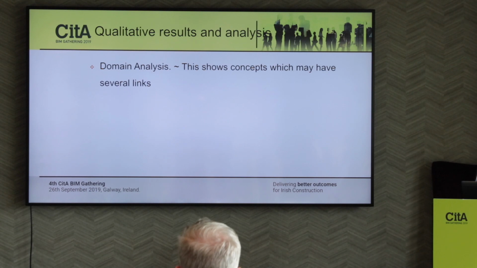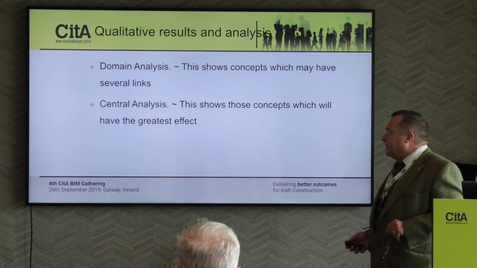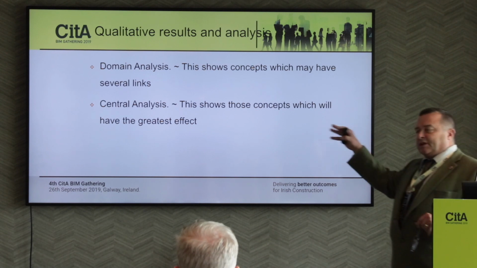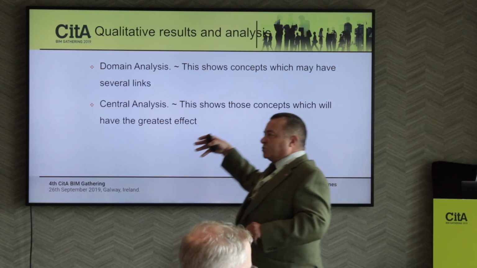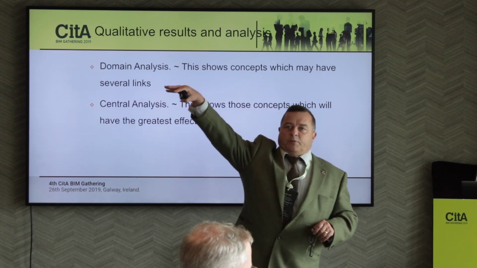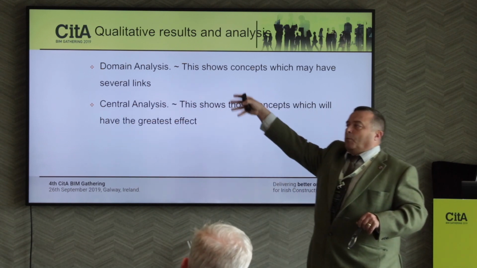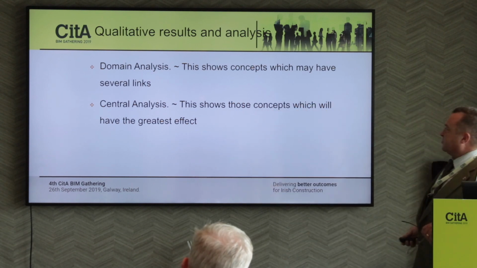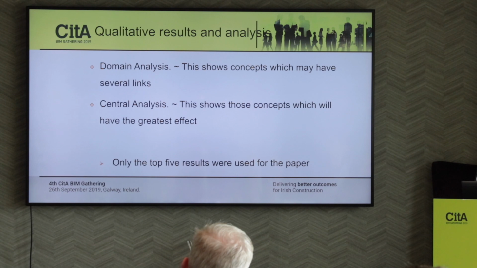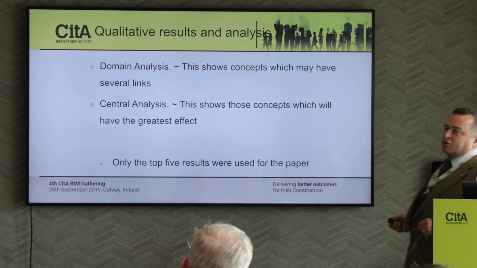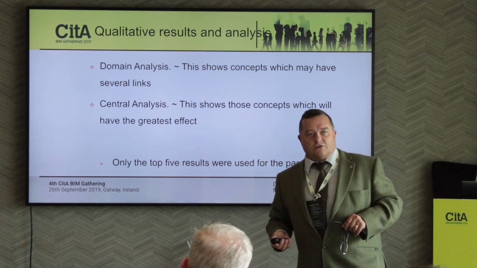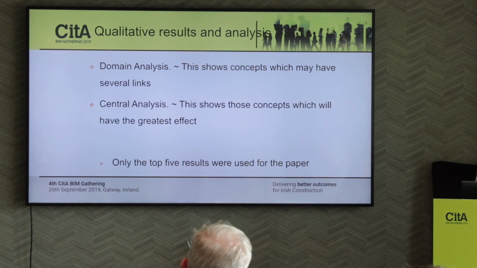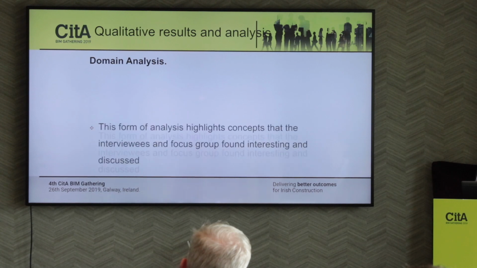So, domain analysis shows concepts which may have several links. Central analysis shows the concepts which have the greatest effect. So it takes into account those with the nearest links, plus ones that are more extraneous but still have links towards the central. For this paper I only used the top 5 results, because if I used all the results it'd be a lot longer than just a 10-minute, 15-minute presentation. We'll be here to Christmas.